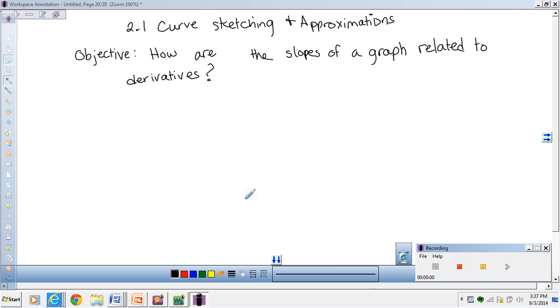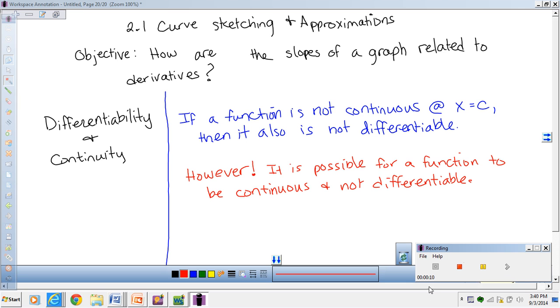2.1 Curve Sketching and Approximations. Objectives: how are the slopes of a graph related to derivatives? So first we're going to talk about differentiability and continuity.